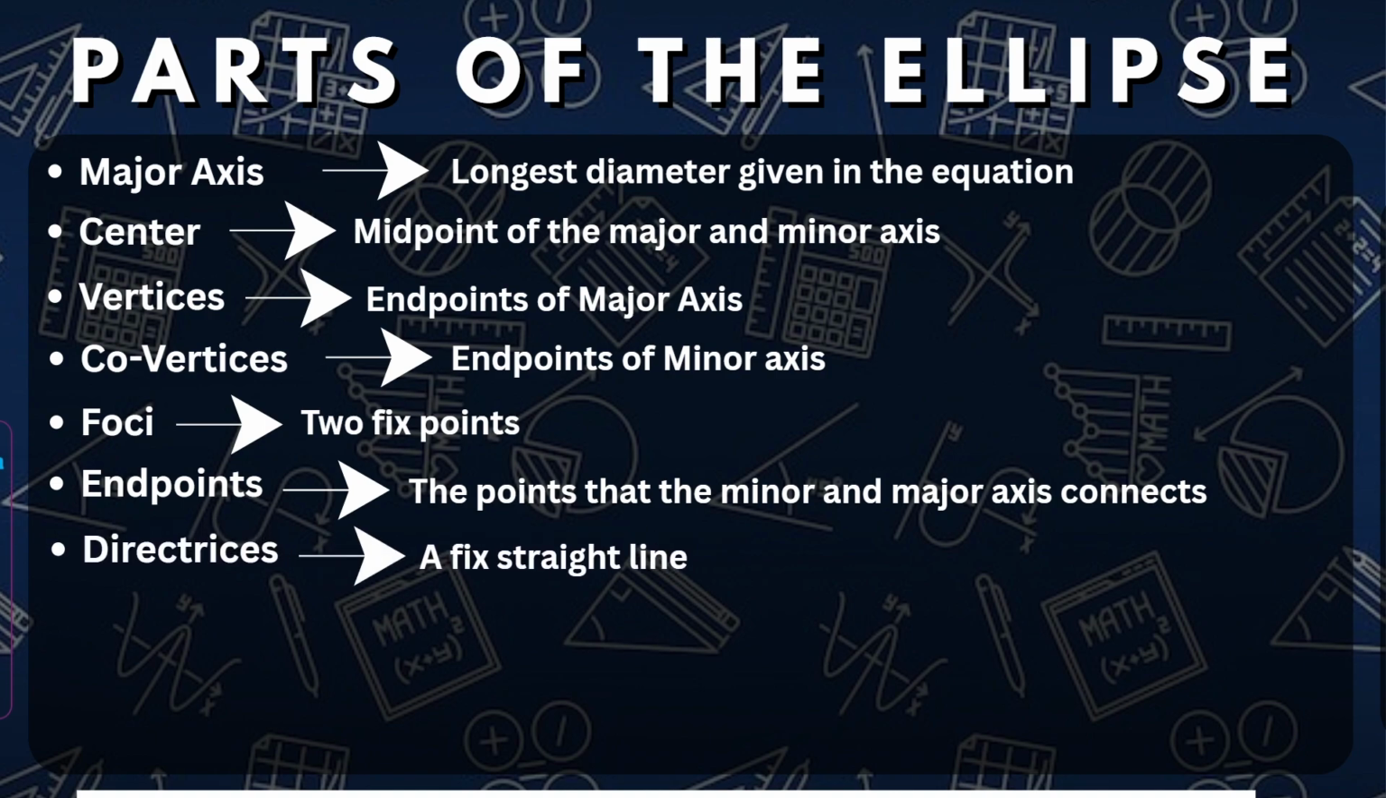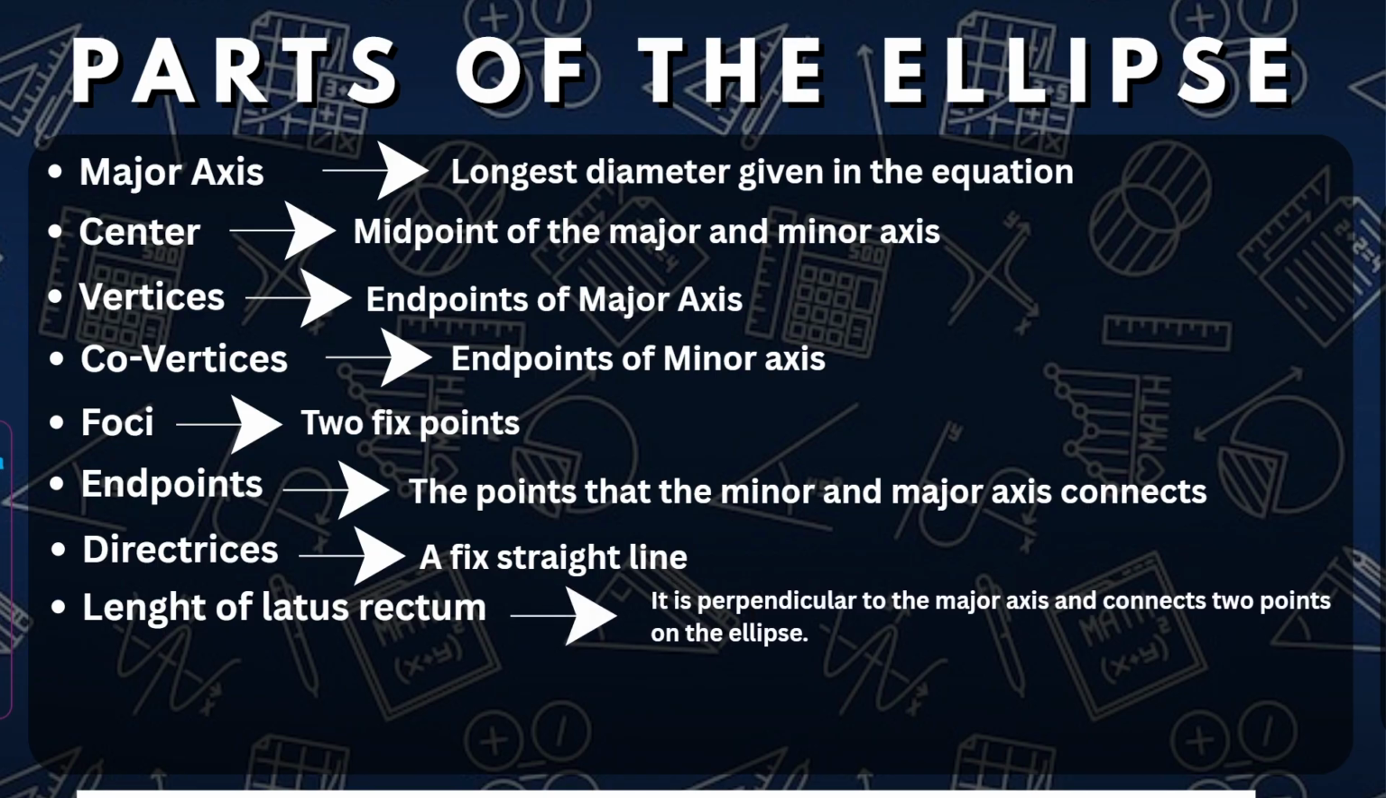Directrices, this is a fixed straight line on the opposite side of the ellipse. Length of latus rectum, this is perpendicular to the major axis and connects 2 points on the ellipse. Now length of latus rectum is also known as the LLR. This LLR is the length of the distance between the 2 endpoints, or when we divide that by 2, the distance between the foci and the first endpoint. We will tackle that later.